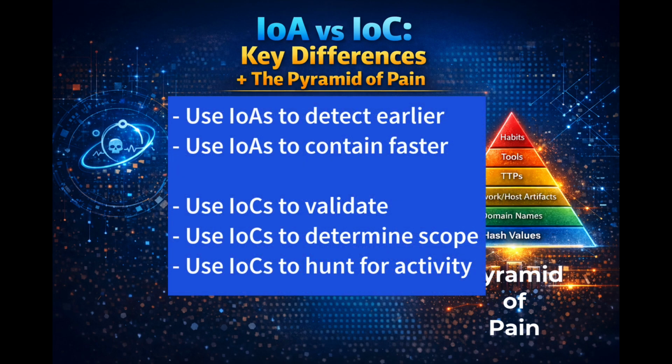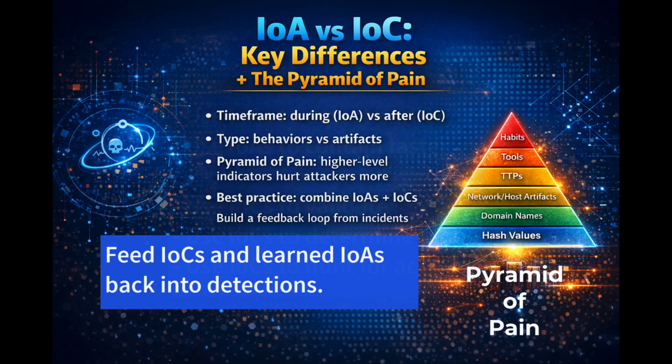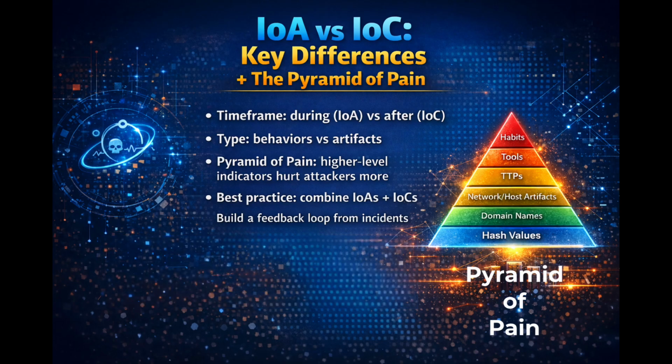Use IoAs to detect earlier and contain faster. Use IOCs to validate scope and hunt for related activity across the environment. Feed confirmed IOCs and learned IoAs back into detections, so the next incident is faster to catch. Think of IoAs as early warning and IOCs as forensic proof, and you need both in incident response.